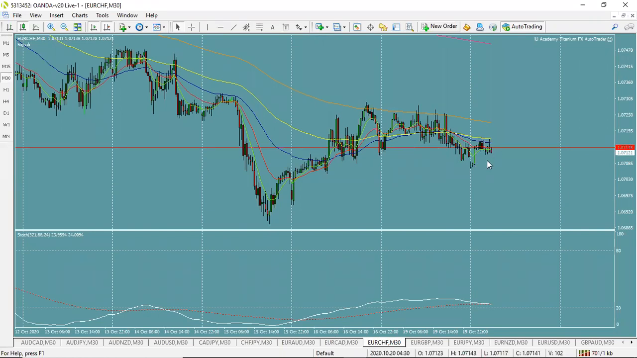So maybe the move is just, this is Euro Swiss, so it doesn't move hugely all the time. It's not going to always be these huge moves like we see here. Every once in a while it kind of breaks into that, but we expect a little less movement out of the Euro Swiss. It's always kind of been that way.